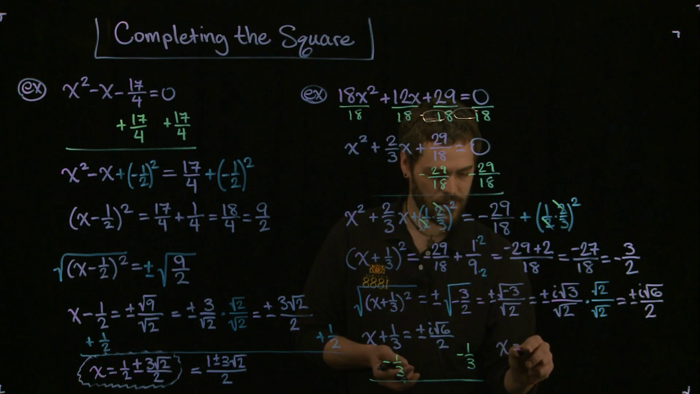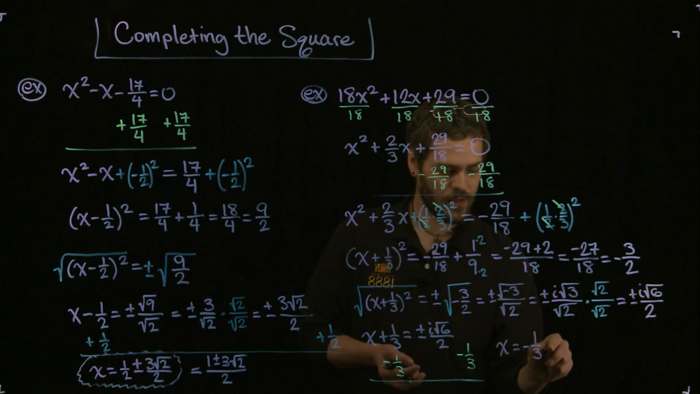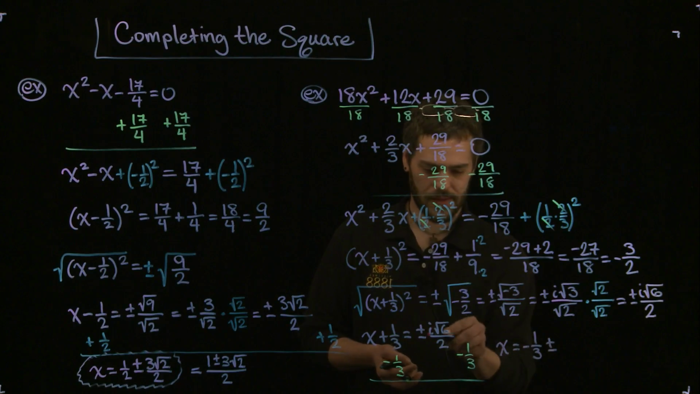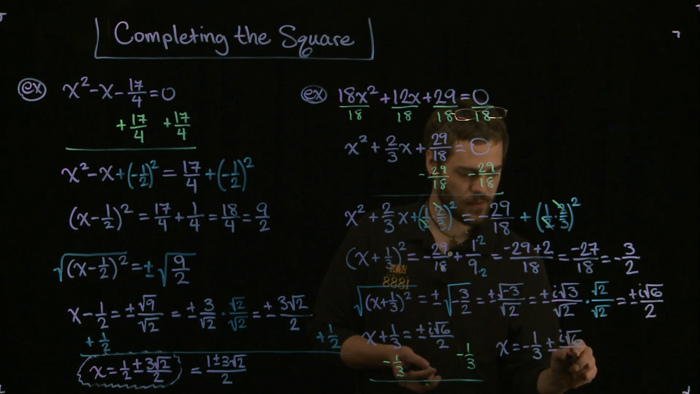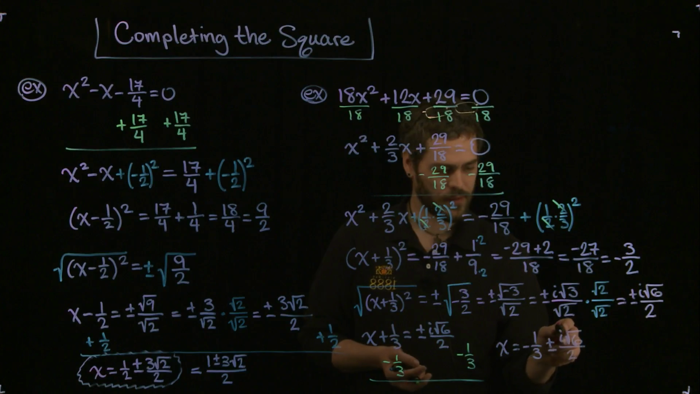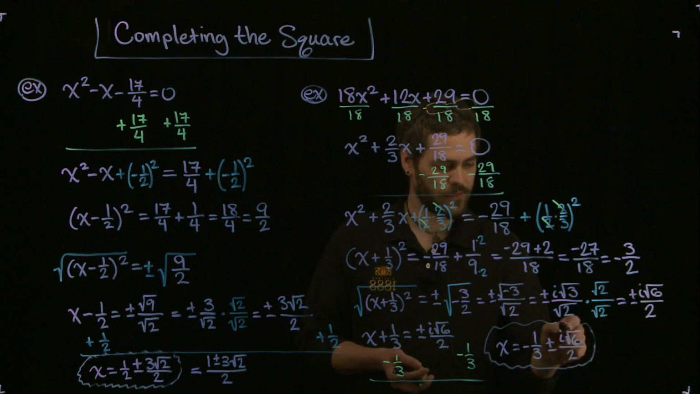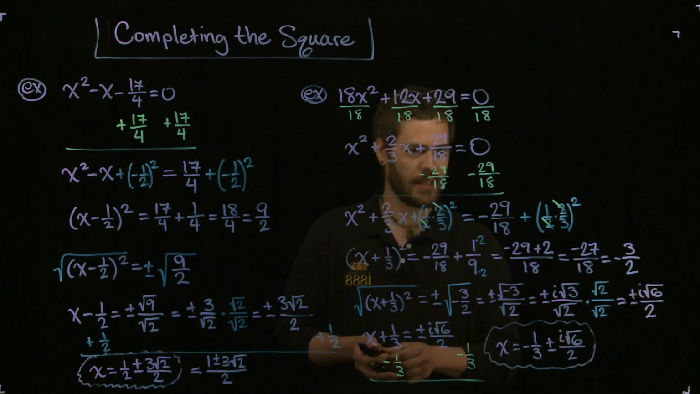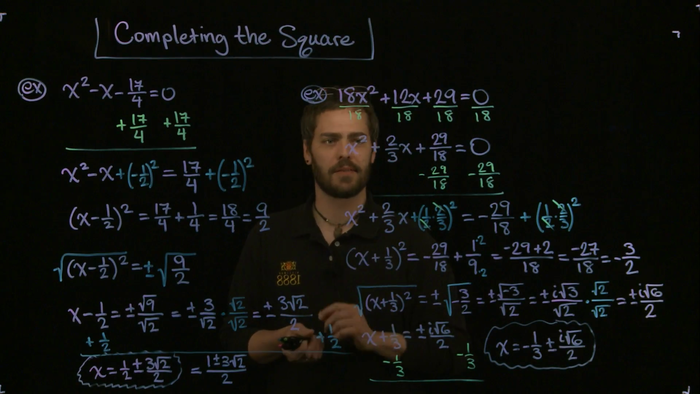x is equal to, here's my negative 1/3 on the right side, plus or minus i root 6 over 2. And there we go. Again, these are complex solutions of the form a plus bi. Okay, stay tuned for a couple more examples of completing the square.